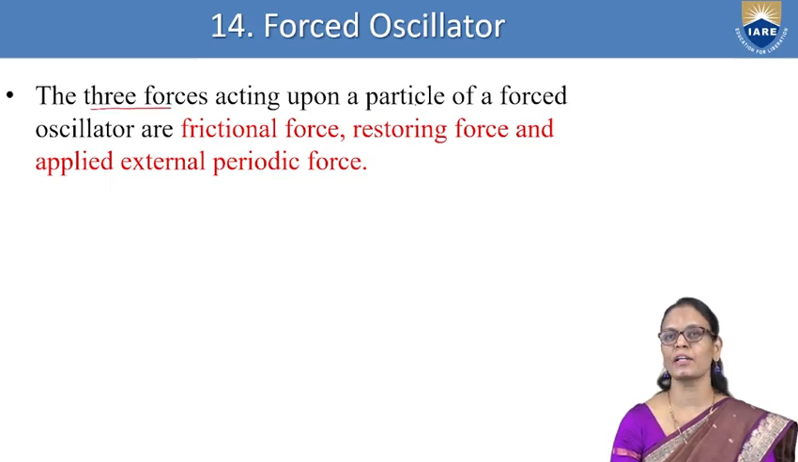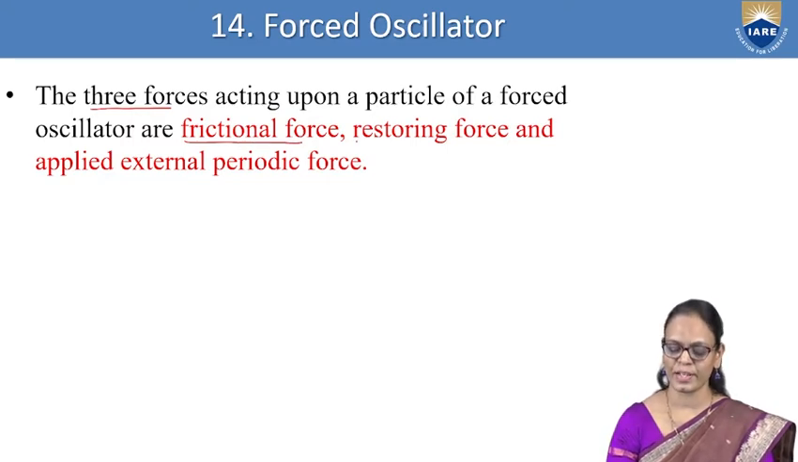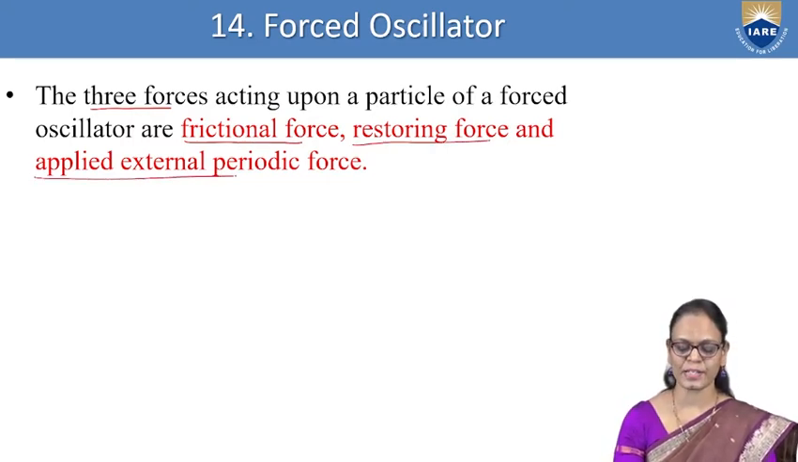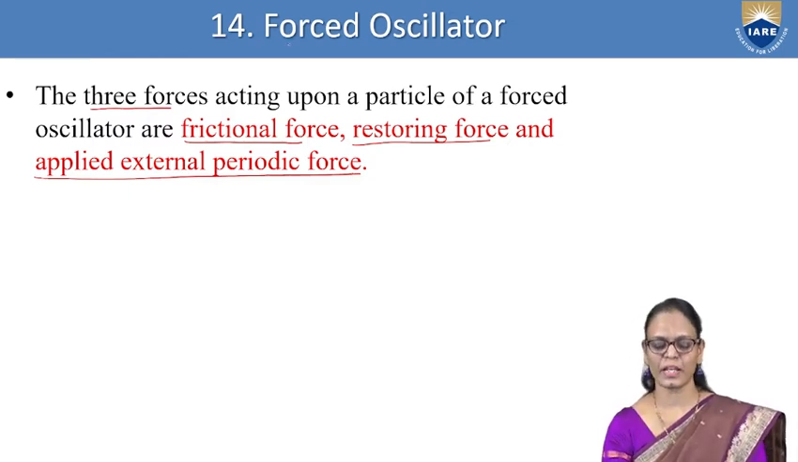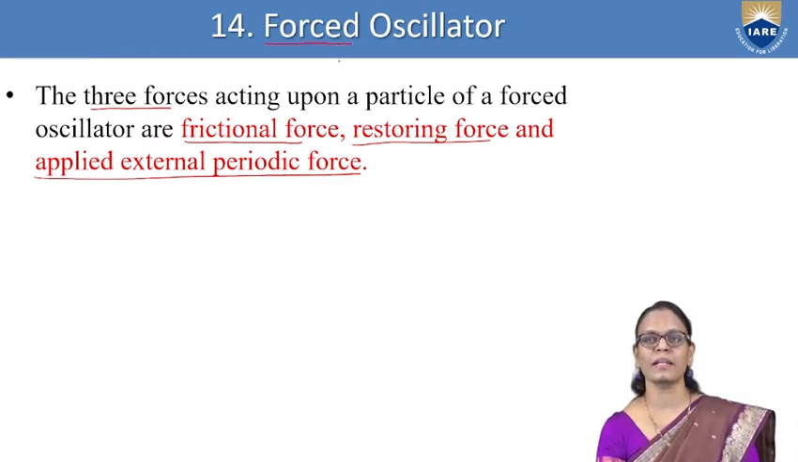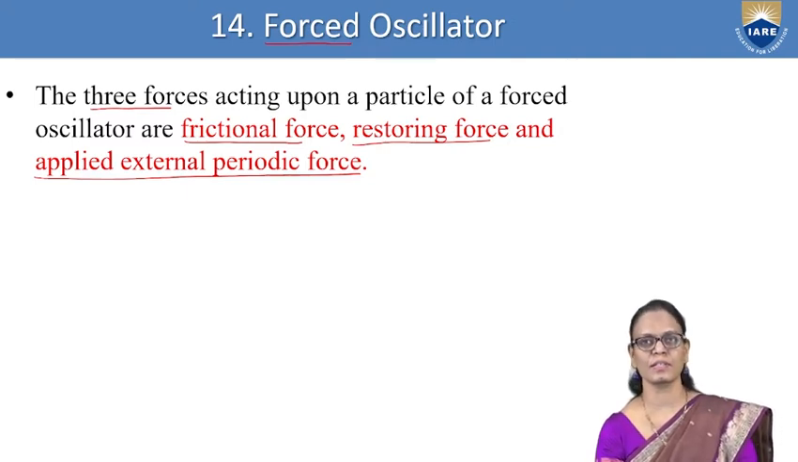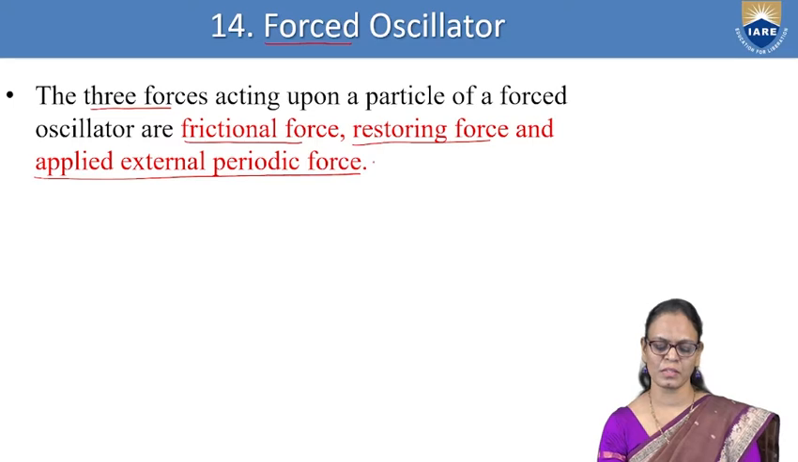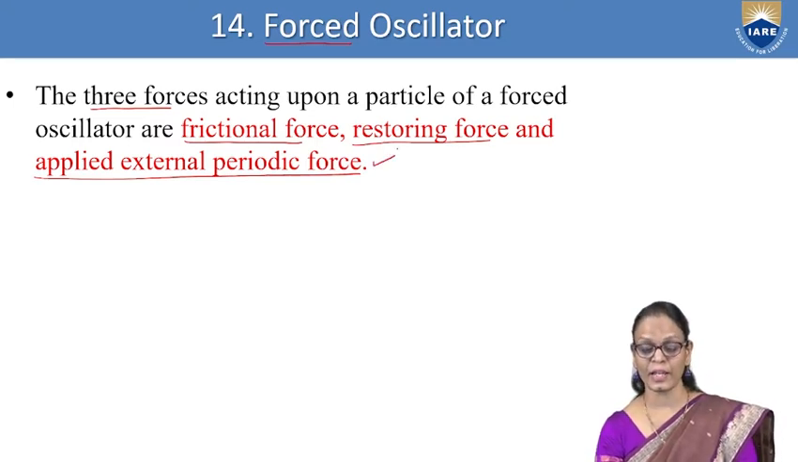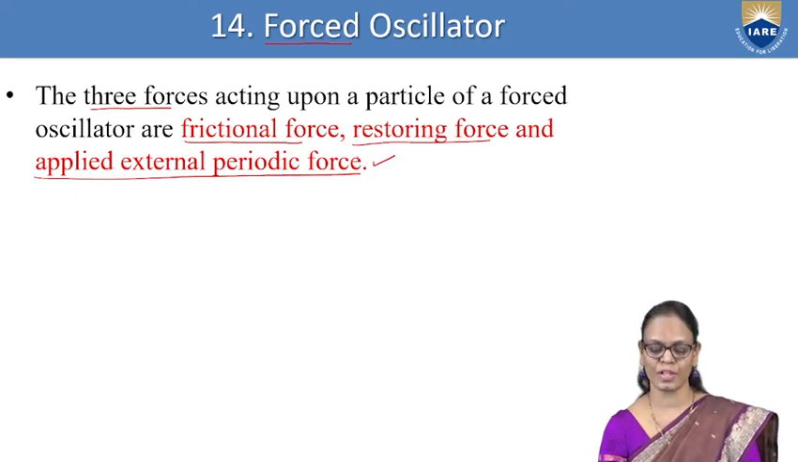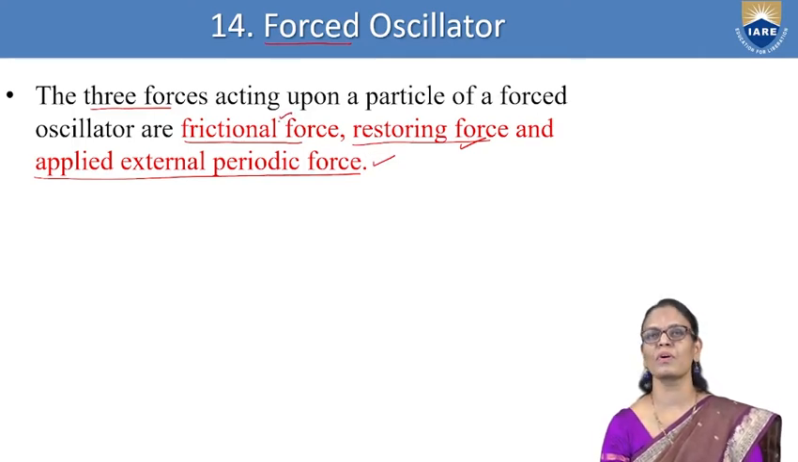So the forces acting upon a particle of a forced oscillator are the frictional force, the restoring force, and the applied external periodic force. Whenever we are saying it's a forced oscillator, there is an external periodic force that is acting on the system. So this is the external periodic force. And then for the body to continue oscillating, there should be a restoring force. So this is the restoring force. And there should be a frictional force for the object not to slide or to maintain its oscillations.